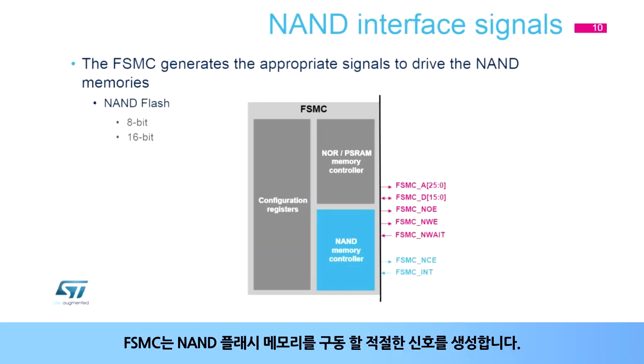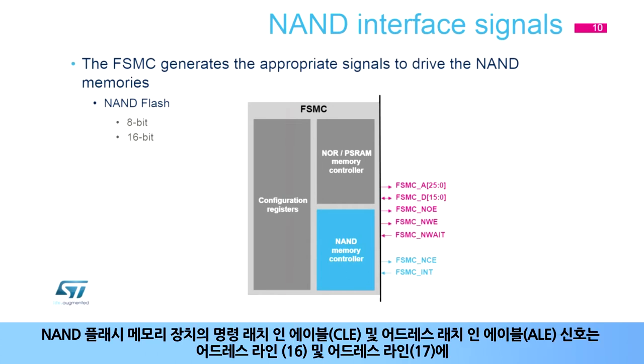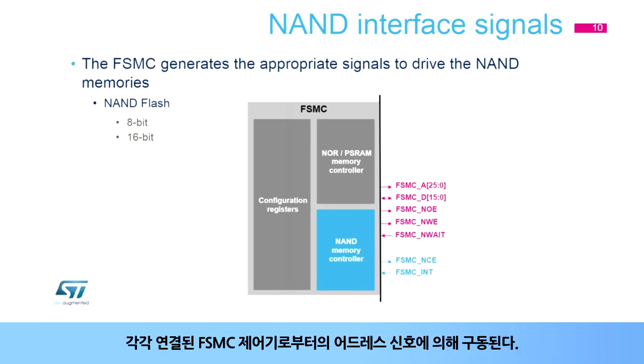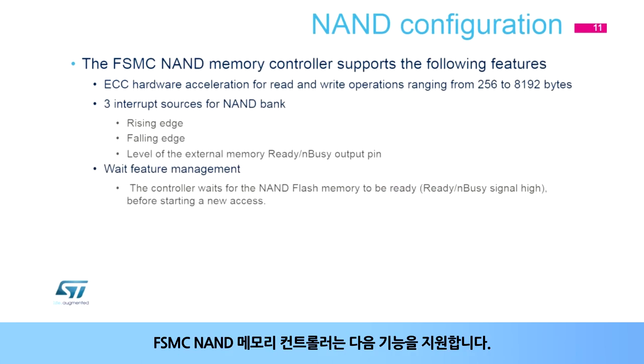The FSMC generates the appropriate signals to drive NAND flash memory. The address, data, and control signals are shared with the NOR PSRAM controller. The command latch enable, or CLE, and address latch enable, or ALE signals of the NAND flash memory device are driven by address signals from the FSMC controller connected to address line 16 and address line 17, respectively. The ALE is active when writing to the address section, and the CLE is active when writing to the command section. The FSMC NAND memory controller includes support for the following features.